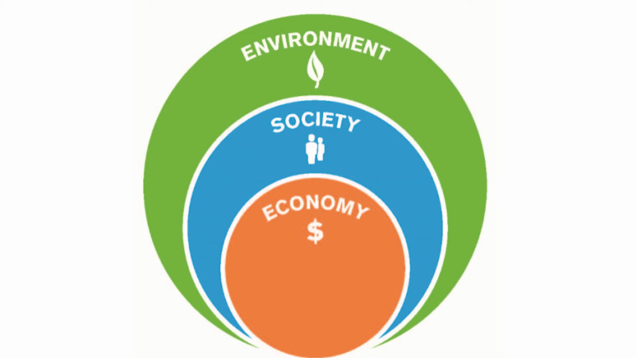If we exploit the environment to the point where it can't support those social and economic systems, then the whole thing collapses. So we have to view, rather than thinking about just getting a good job and making money or protecting our social institutions, we have to think about protecting our environment as a priority, mainly because our social and economic systems are dependent on them.